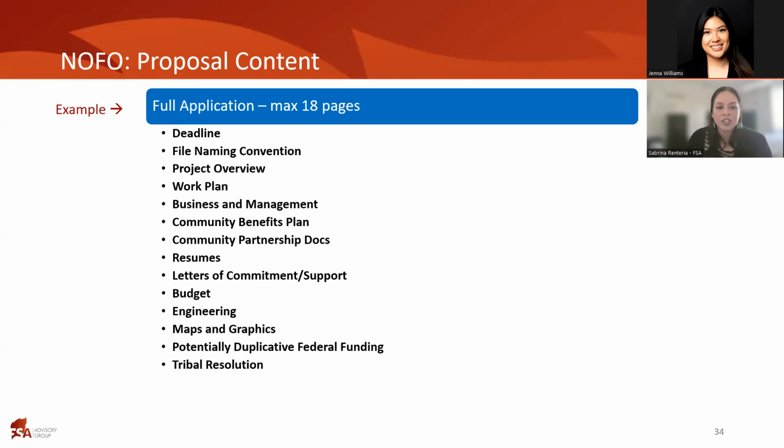It will include a budget. For this one particular example, they wanted engineering plans, maps, and graphics. They wanted to make sure that you didn't have duplicative funding. So making sure that the project you're applying for was not funded from another source. That's very common in most competitive grants. They'll have you highlight the grants that you currently have, the goals and objectives of those grants. Again, making sure that we are not getting two of the same types of funding for the same goals and objectives. So they will triple check that.